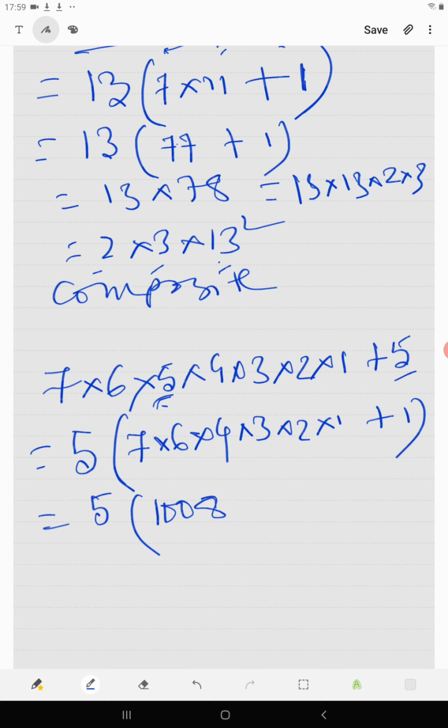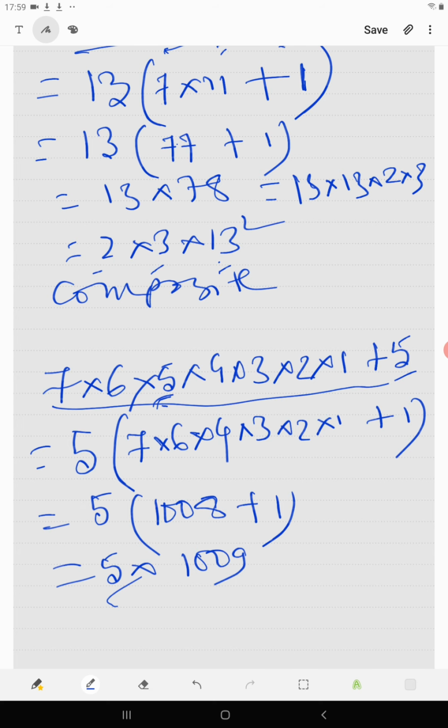So 1008 plus 1, so I got 5 into 1009, correct? As you can see, this thing has a factor of 5, correct? It's not required, if you leave it like this also, it's fine. We know that it has a common factor of 5, other than 1 and itself. But it's better to do it.